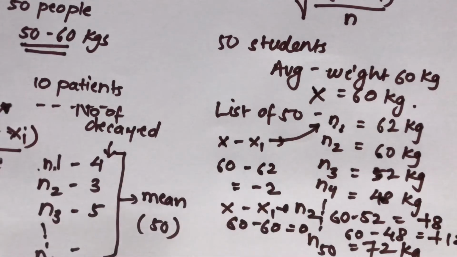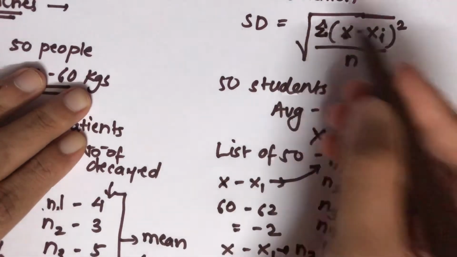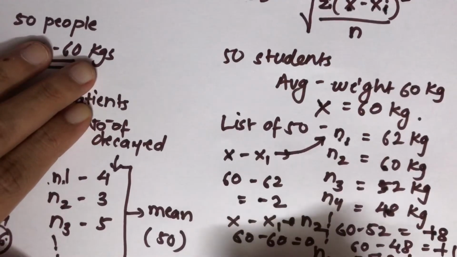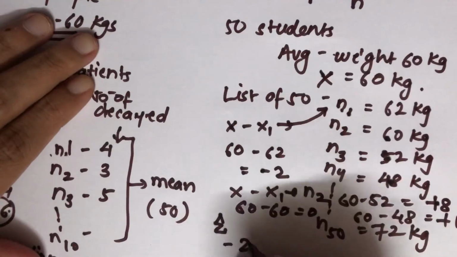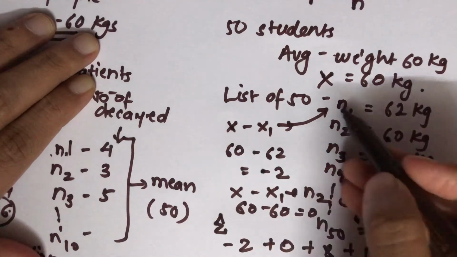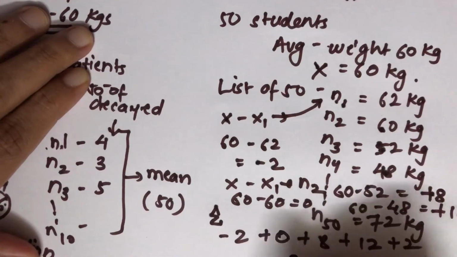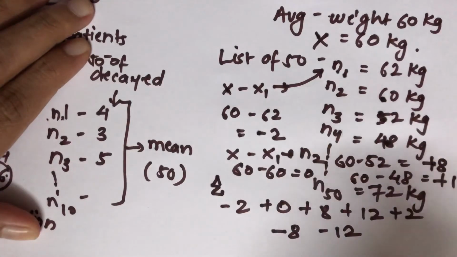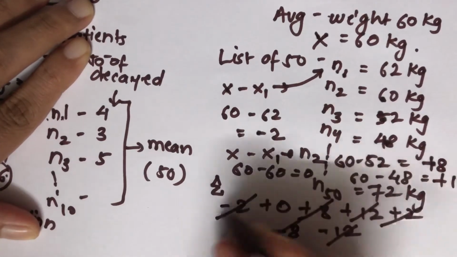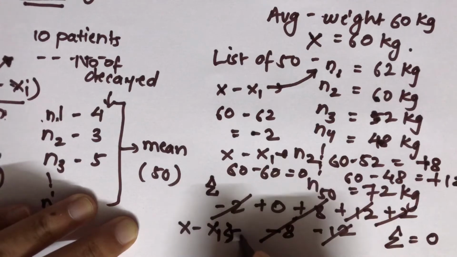So you have calculated these values. After that, you're going to sum it up. Over here it was minus 2, plus 0, plus 8, plus 12. This sigma is nothing but summing it up. Now in these 50 you will also find there are plus 2, or there can be minus 8, minus 12, like the weight values. So you're going to cancel this plus and minus, this you cancel, then you cancel this. And finally the sigma that you get is 0.